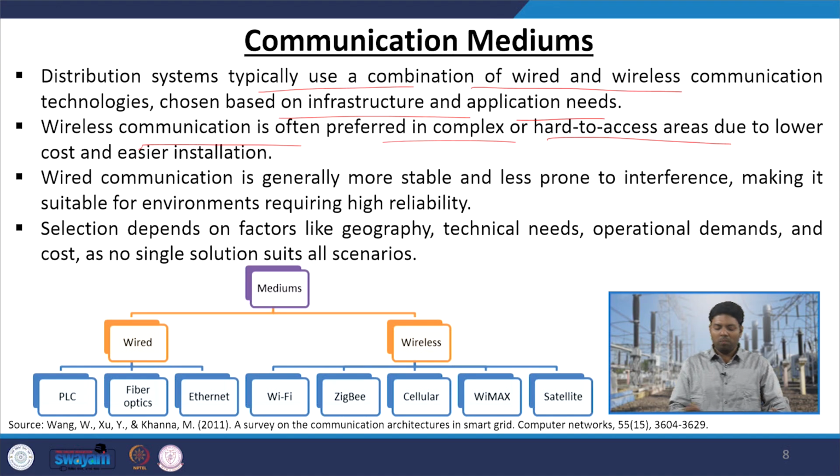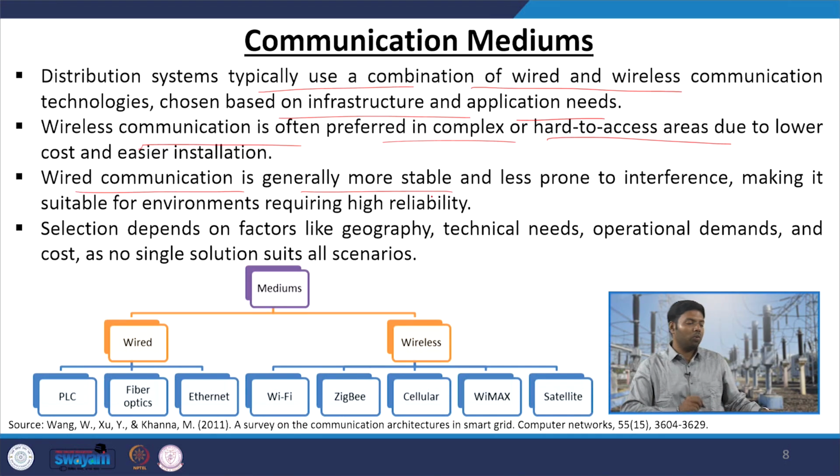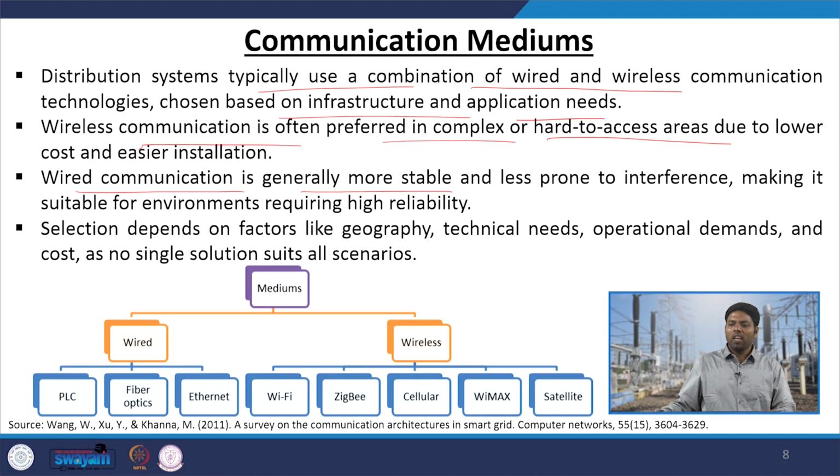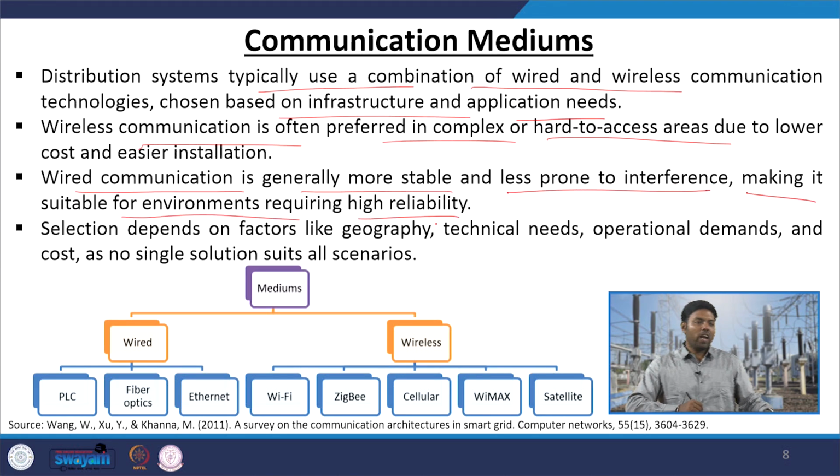Okay. So, there normally we go for wireless communication, and wired communication is generally more stable and less prone to attack, because it is very easy to hack or, you can say, tamper with any wireless data. It is very easy for hackers to enter that medium, but for a wired medium, that is difficult. So, normally when you need reliability or you have safety requirements for your data, at that time we go for a wired medium, which is less prone to interference, making it suitable for environments requiring high reliability.